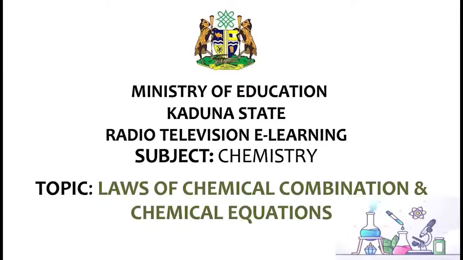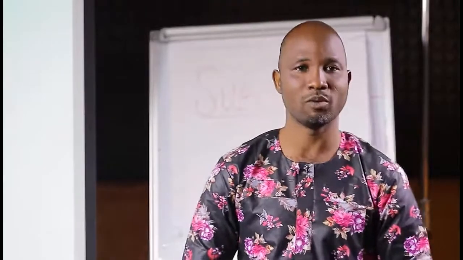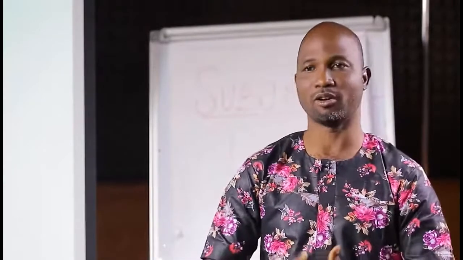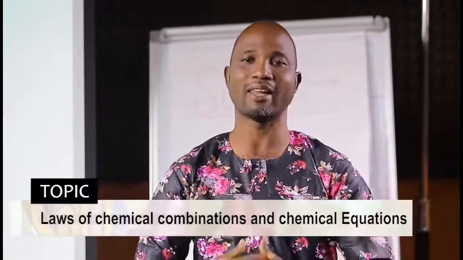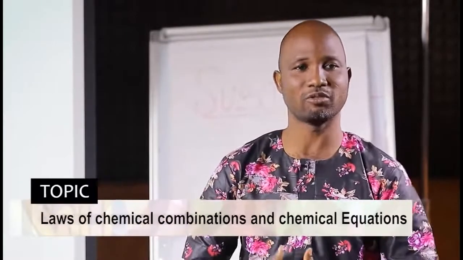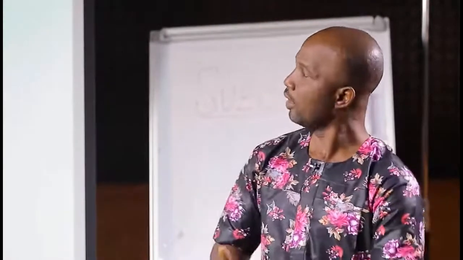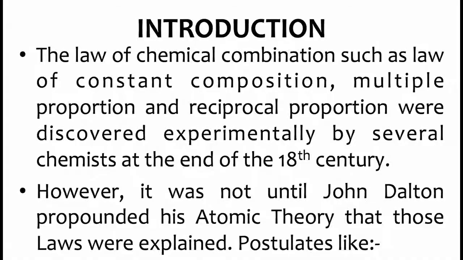Today we'll be looking at the law of chemical combination. Of course, we have seen this previously when we were discussing chemical combination. I'll just throw some highlights on it, as our emphasis today will be on chemical equation and balancing of chemical equations. Looking at the introduction, the laws of chemical combination such as constant composition, multiple proportion and reciprocal proportion were discovered experimentally by a lot of scientists.